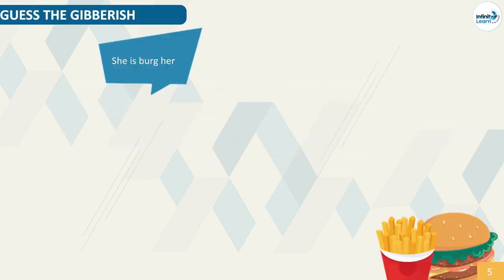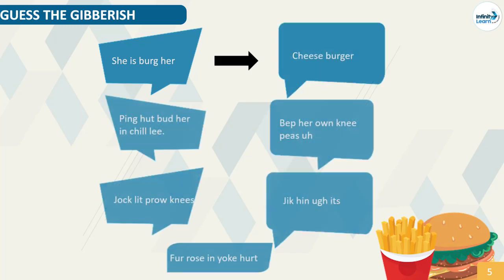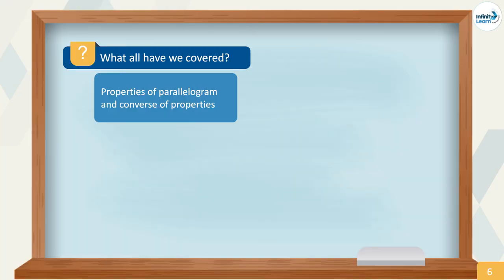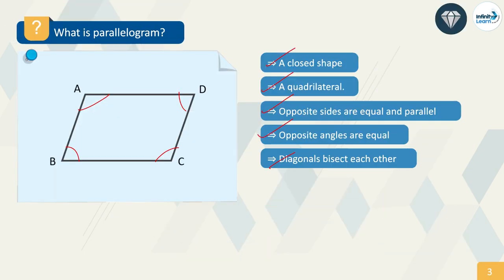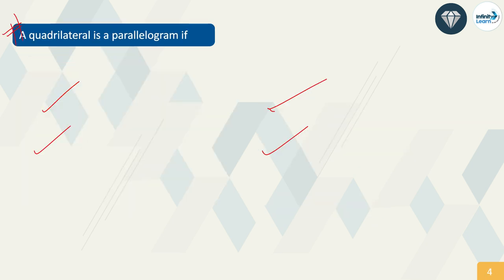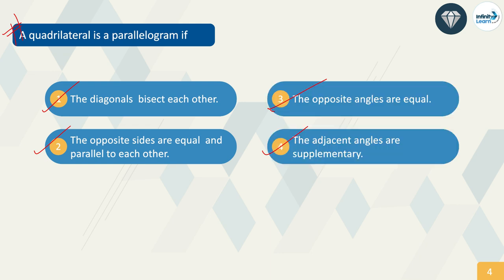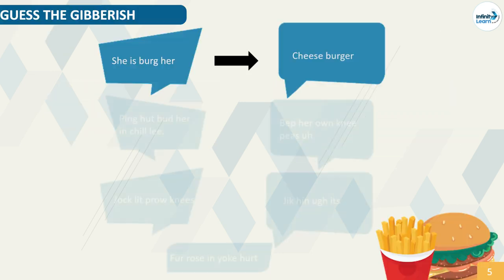Now, what we have covered till now: properties of parallelogram and the converse of the properties. ठीक है, क्या कवर किया फिर से देखो. पैरेललोग्राम की प्रॉपर्टीज और क्वाड्रिलेटरल कन्वर्स. कन्वर्स, a quadrilateral पैरेललोग्राम कब होगा? When these four conditions are going to be satisfied.